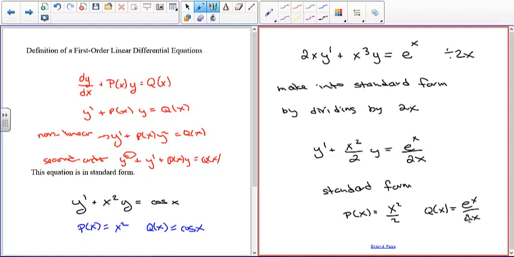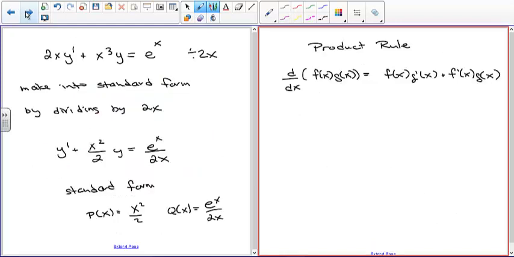Whenever you solve these kinds of equations, first you have to determine if they're linear and first order. Once you do that, then you have to put it in standard form, which means getting the coefficient in front of y prime to be 1. You'll see why in a minute, but just believe me.